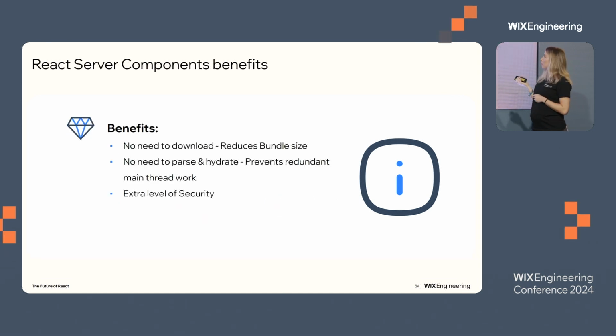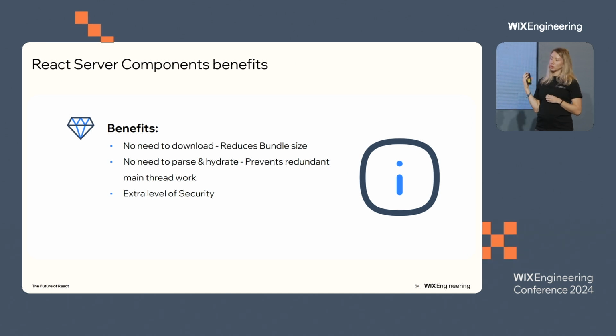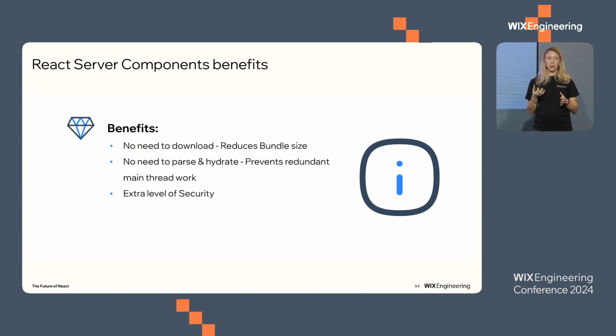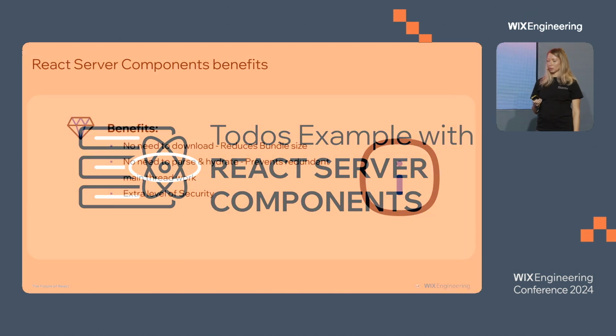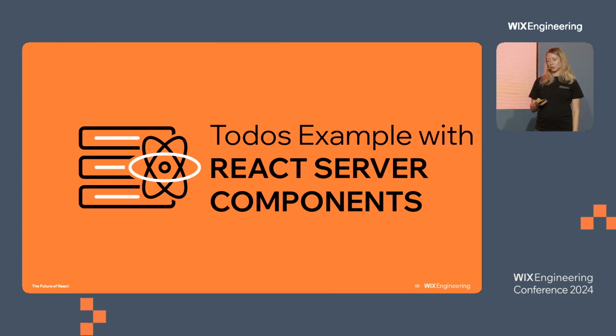So we can get many benefits by using server components. Server components run exclusively on the server, so we don't need to download their code to the client. Since we don't download them, we also save time for not having to parse and hydrate them. And they can give us an extra level of security. For example, if we want to use an API that we don't want to be exposed at client. So now I'll demonstrate how we can use server components in our to-dos example.